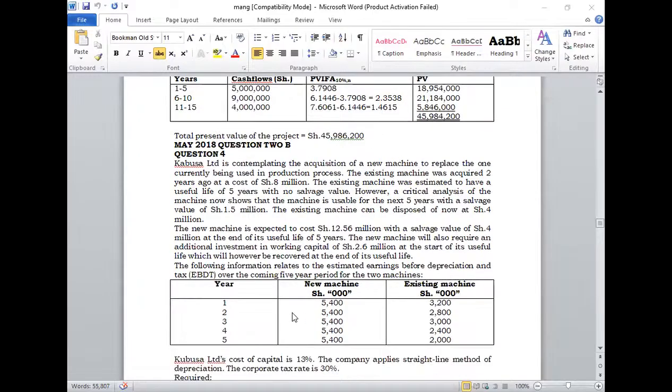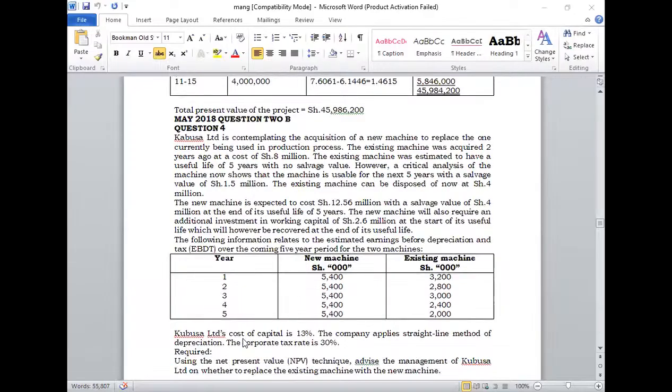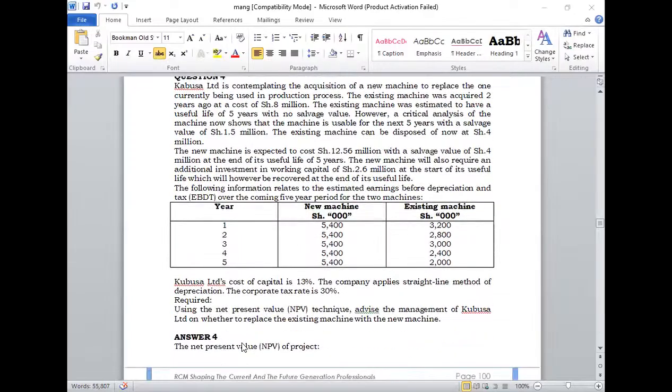The following information relates to the estimated earnings before depreciation and tax over the coming 5-year period for the two machines. We are told Kabusa Limited's cost of capital is 13%. The company applies the straight line method of depreciation. The corporate tax rate is 30%. Using the net present value technique, advise the management of Kabusa Limited on whether to replace the existing machine with a new machine.